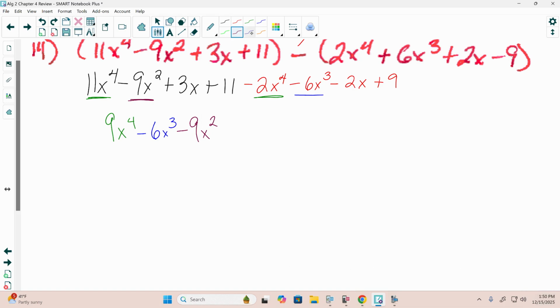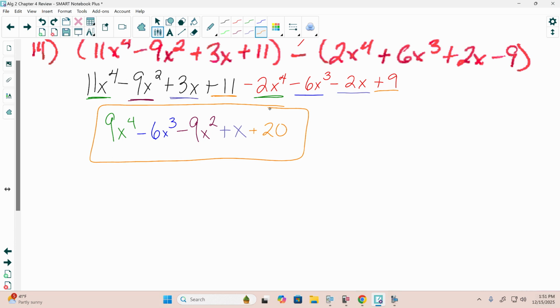Our next term would be our x term. We have 3x and negative 2x. 3x minus 2x, 3 minus 2 would be positive 1. So we're going to say plus x. And lastly, we have 11 and 9, our constant terms. 11 plus 9 would be 20, giving us plus 20. So when we subtract these two, we get 9x to the fourth minus 6x cubed minus 9x squared plus x plus 20. And that's it.